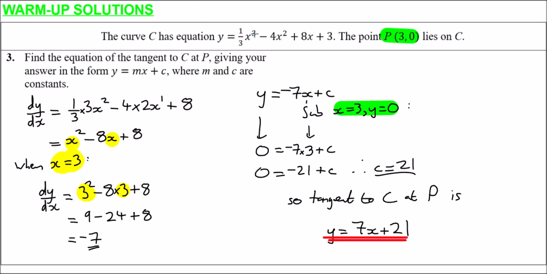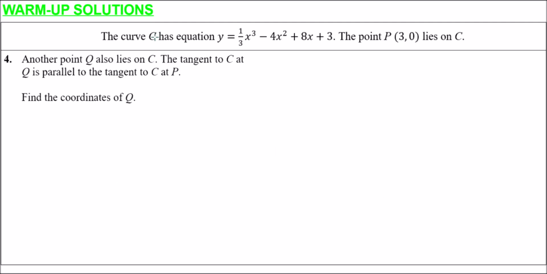Part 4 uses the same information, so question 4 uses this same curve C. Another point Q also lies on C, and it says the tangent to C at point Q is parallel to the tangent to C at P. Well, the tangent to C at P from question 3 had the equation y equals minus 7x plus 21, so that had a gradient of minus 7.